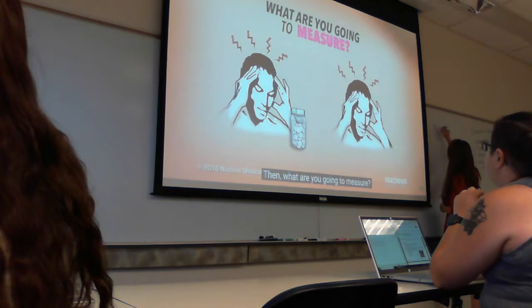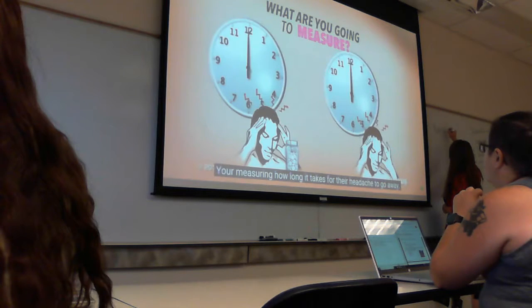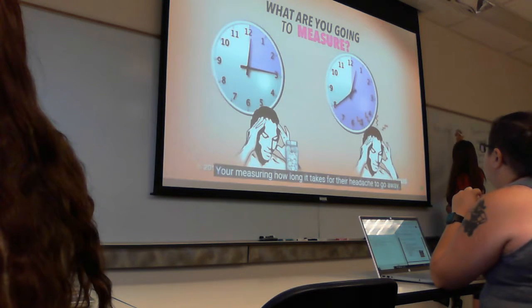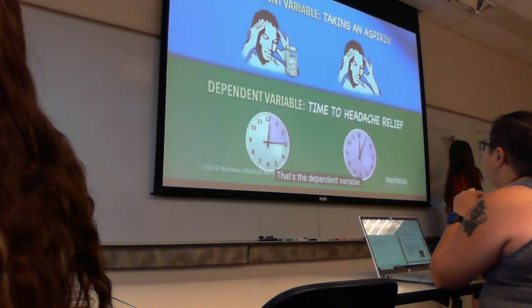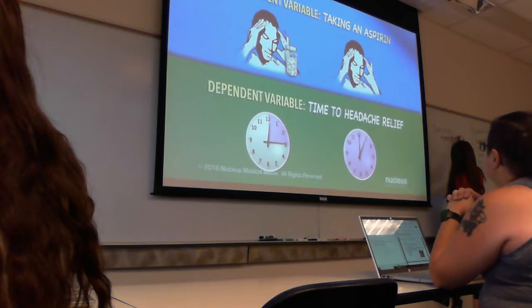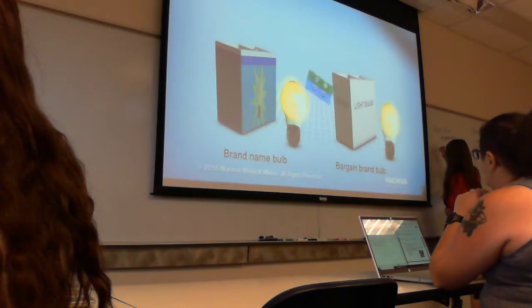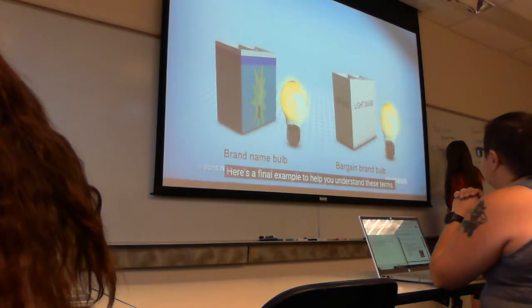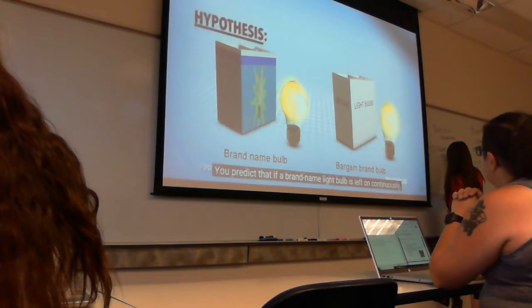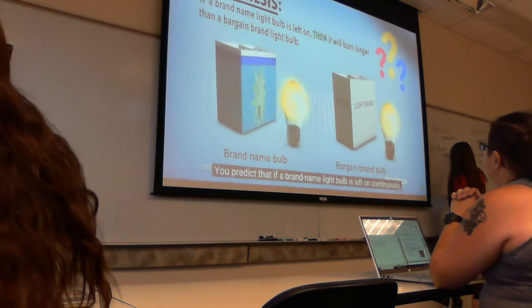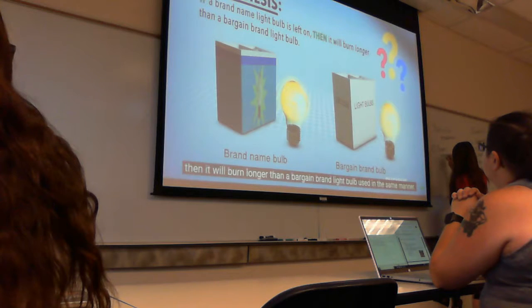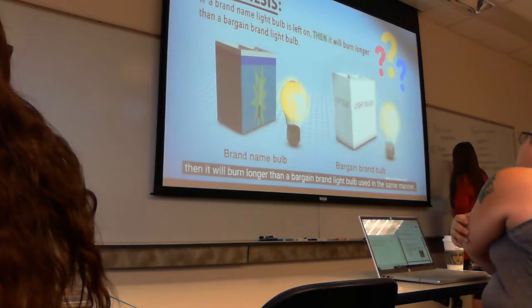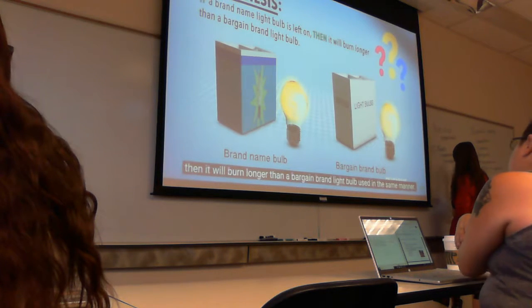Then, what are you going to measure? You're measuring how long it takes for their headache to go away. That's the dependent variable. Here's a final example to help you understand these terms. You predict that if a brand name light bulb is left on continuously, then it will burn longer than a bargain brand light bulb used in the same manner.